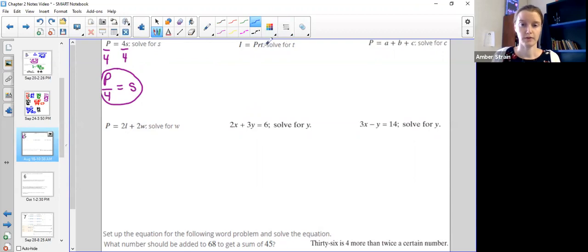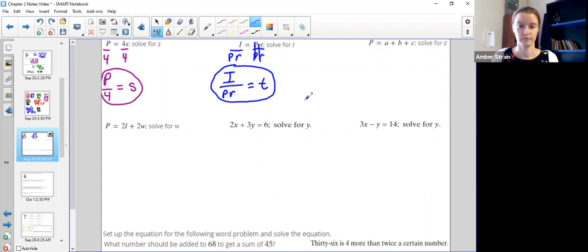This one, if I wanted to solve it for the t right here, it's being multiplied by a p and an r. We undo multiplication with division. So if I divide by that p and that r to make them cancel, then this right here is an I. It's a little bit hard to read. I over p and r, both on the bottom, would be equal to t. So if I needed to solve it for t, I would need to take whatever I found for I and divide it by the p and divide it by the r. I think I said r, I meant I.